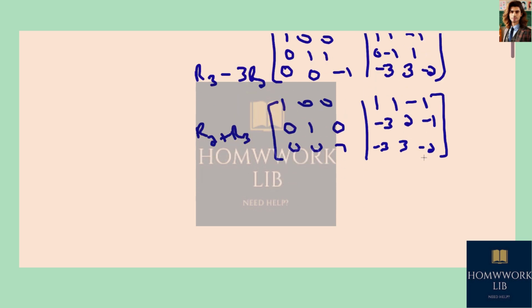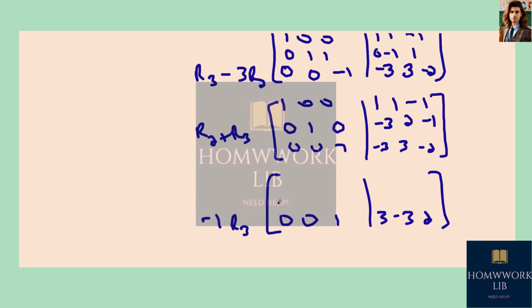And now we can change the sign of the third row: 0, 0, 1, 3, -3, 2. And now that we have the identity matrix on the left, the right is the inverse.